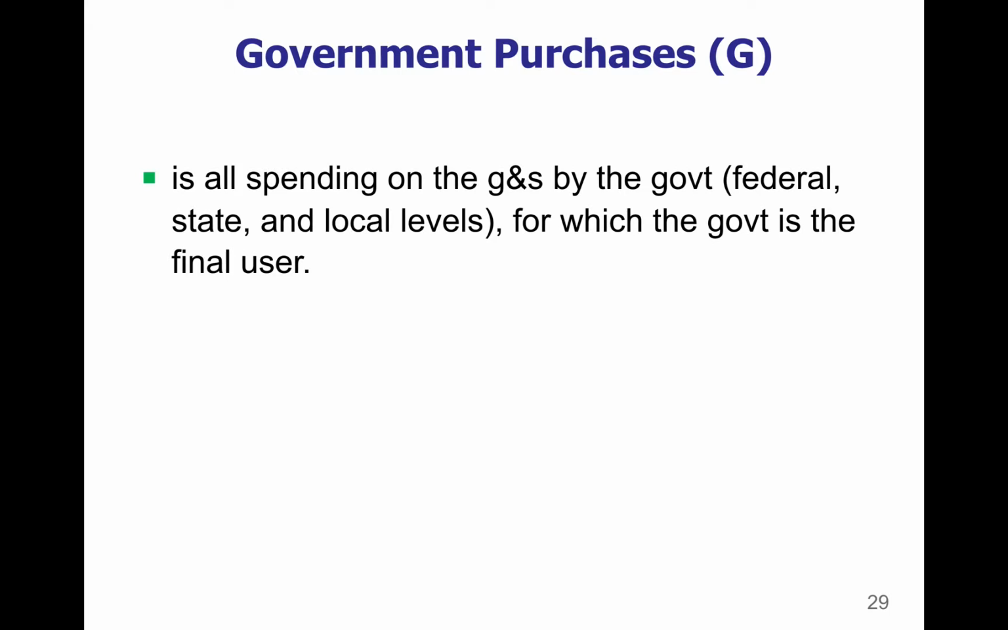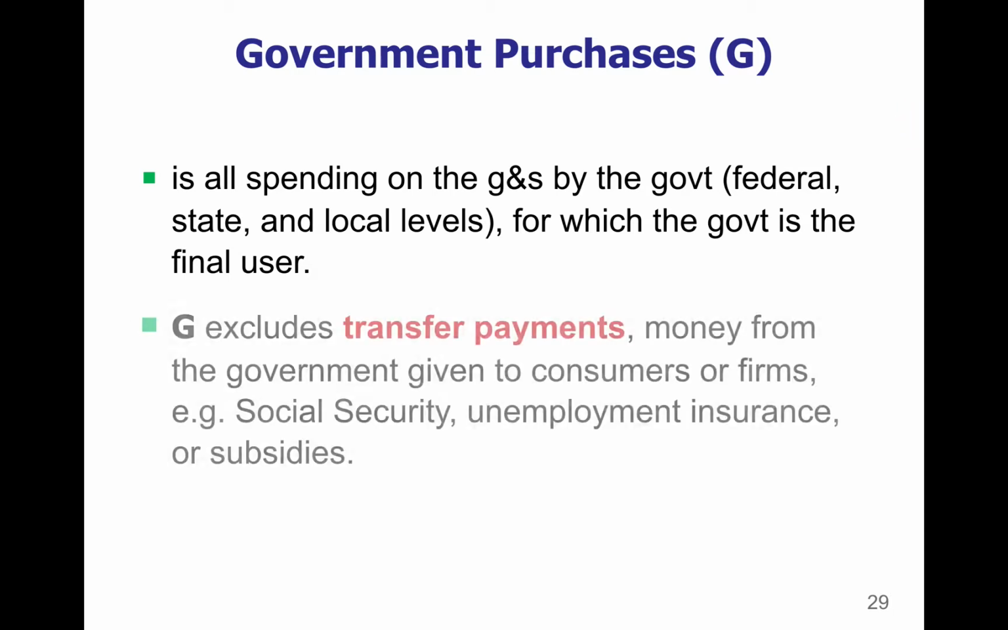It is spending on goods or services, and it doesn't matter the level of government. So it could be federal, state, or local, as long as the government is the final user and the products are made in the United States and they are not used. A lot of what the government spends money on are what are referred to as transfer payments. Transfer payments are not included in the government category of GDP. And in fact, the actual transferring of money is never counted in GDP.